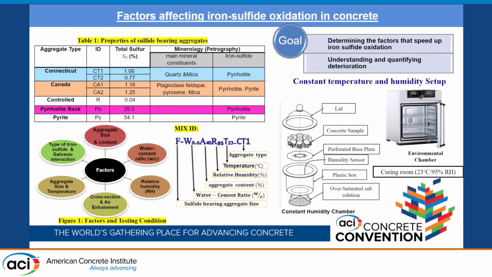For this purpose, I have selected several types of iron sulfide bearing aggregate. As you can see in table 1, their total sulfur content and mineralogy. Initially, I selected 4 sulfide bearing aggregates, 2 from Connecticut, CT1 and CT2, and 2 from Canada, CA1 and CA2. However, the expansion obtained using these 4 types of sulfide bearing aggregate is very low. That's why I have selected pyrrhotite rock having total sulfur content of 25.5% to better understand the mechanism within a reasonable time period.